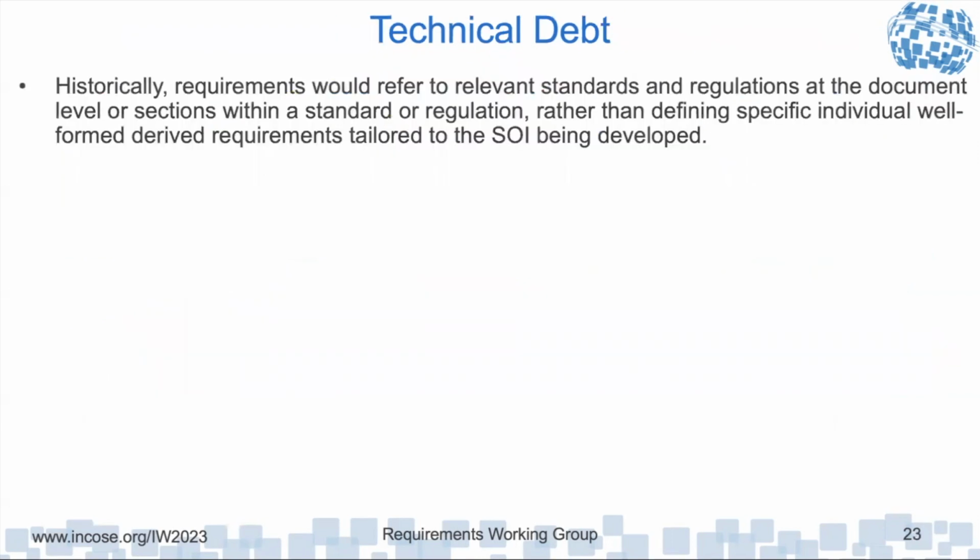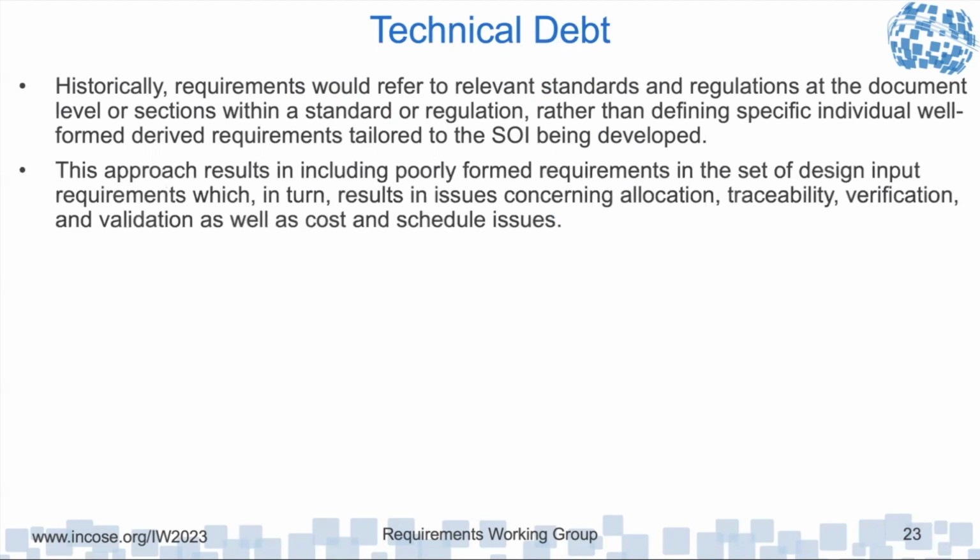Historically, requirements refer to relevant standards and regulations at the document level or sections within a document, rather than defining specific individual well-formed derived requirements tailored to the system being developed. And I'll get into a lot more about that, but this approach results in poorly formed requirements being included in our set of design input requirements, which in turn results in issues concerning allocation, traceability, verification, and validation, as well as cost and schedule issues.